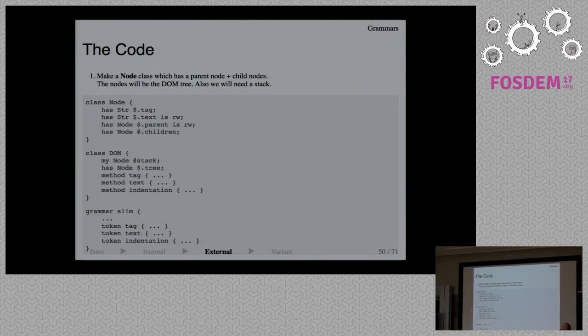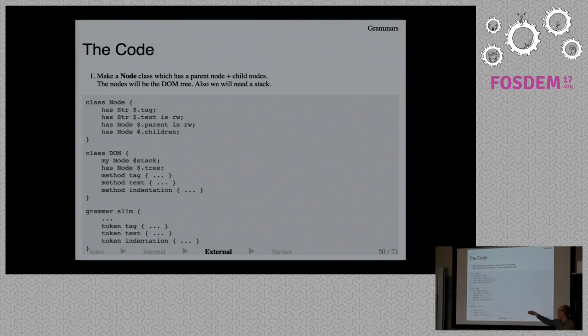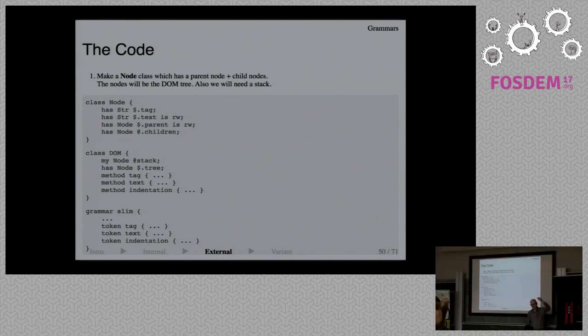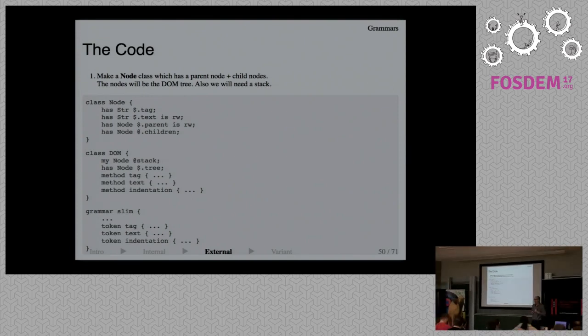So here's our node class. The node class has a tag, which is a string. Again, these types are optional, but you can put them there if you want to constrain the types of your attributes. We have a tag attribute and a text attribute. The isRW means that there's going to be a read-write accessor, and we need that for text because we're setting the text after we put it on the stack. Then we have a parent, which is another node, and an array of children. So this is a tree data structure with pointers in both directions: a pointer to your parent, and an array of children.